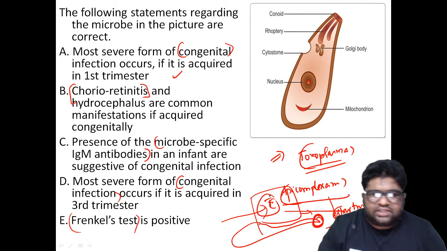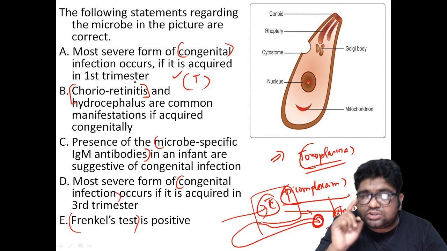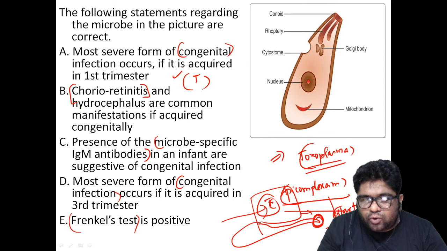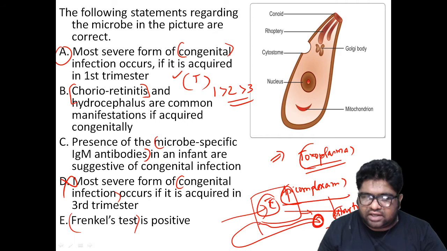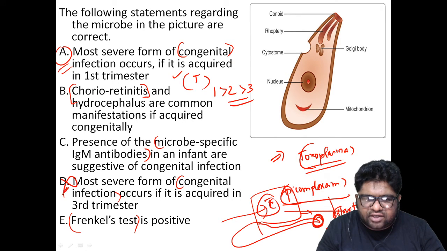So, now look at this. The right answers are: A is true. A is true because the most severe form of congenital infection occurs if it is acquired in the first trimester. So, first trimester more than the second trimester more than the third trimester. That would mean that if I choose A as the right option, then D cannot be the right answer. I repeat once again, for those people who chose A, it is not correct to choose D.